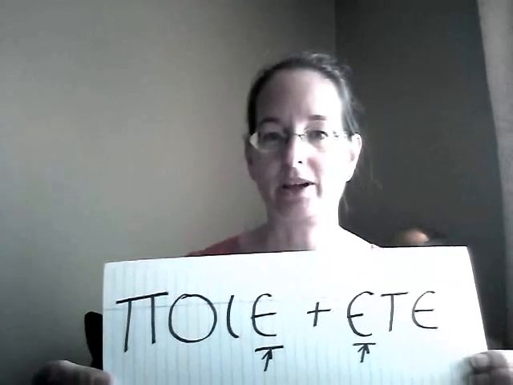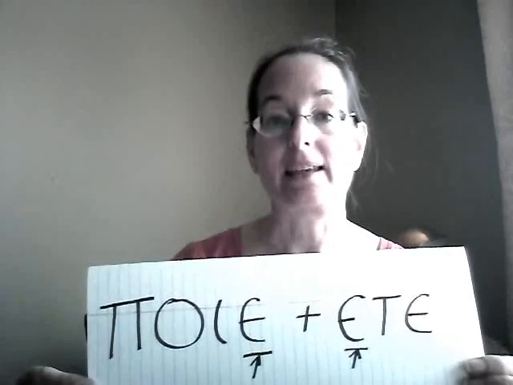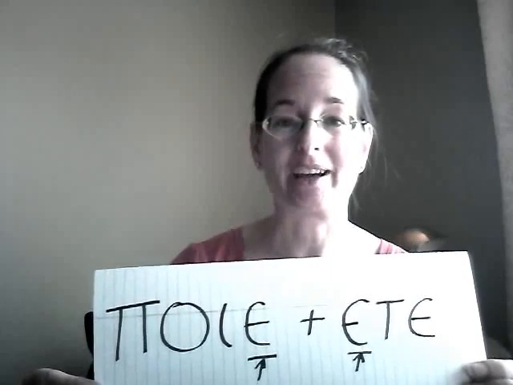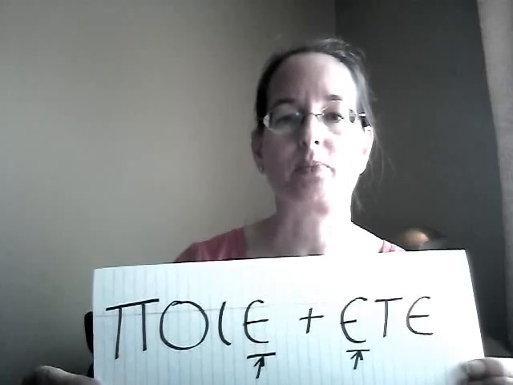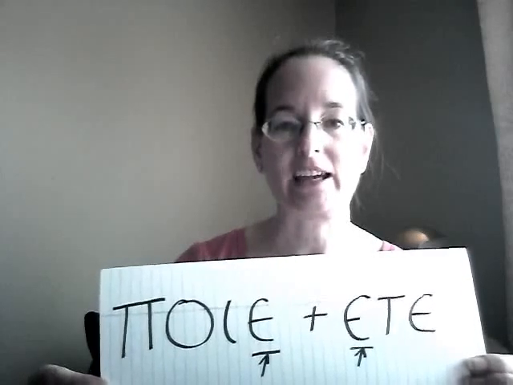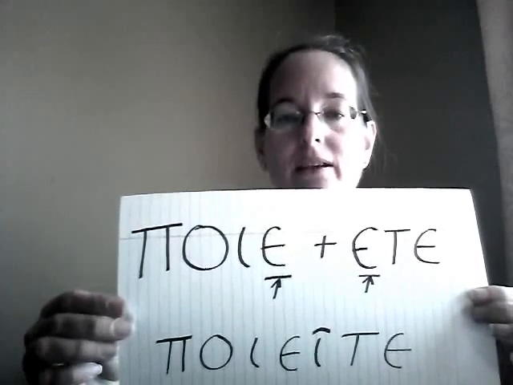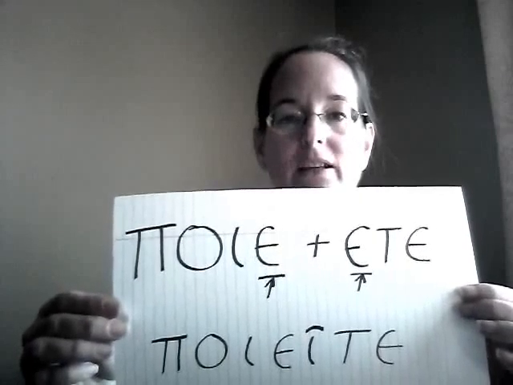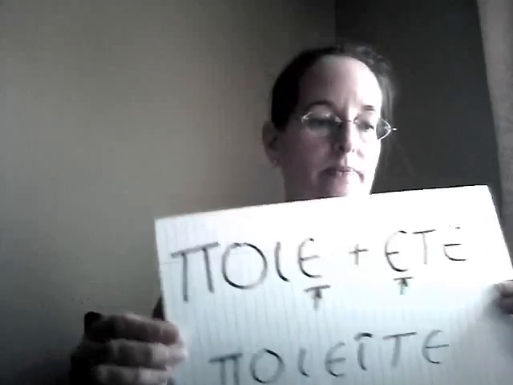Hand-eye coordination. There we go. Poieete, this is the second person plural. You all make, do, or create. The Greeks would find it very difficult to pronounce poieete, so they created a diphthong out of the two epsilons together, poiete, which they must have thought was easier to pronounce.